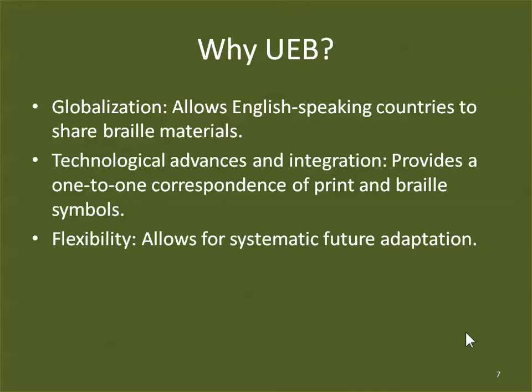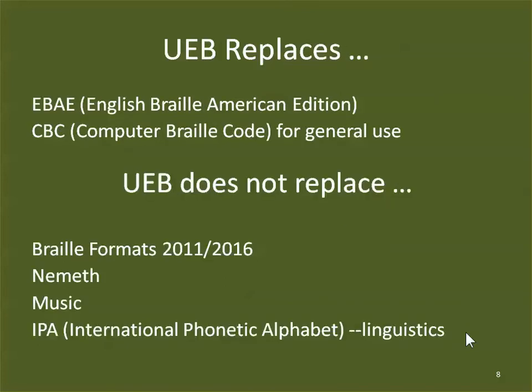So we needed a code that allows for the rapid pace of change in print. The UEB code, as you'll see, has much more flexibility. We can easily create new symbols without messing with the rest of the code. UEB replaces the old code, EBAE, which again is short for English Braille American Edition. It also, for the most part, replaces Computer Braille Code, or CBC for short.